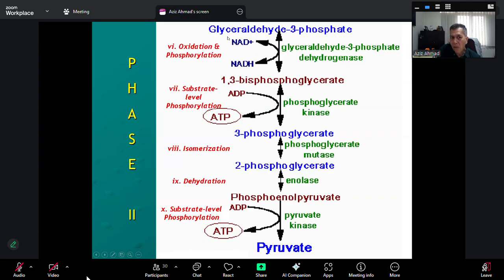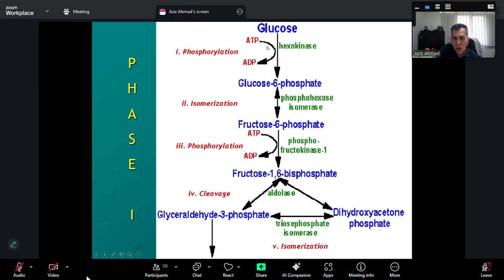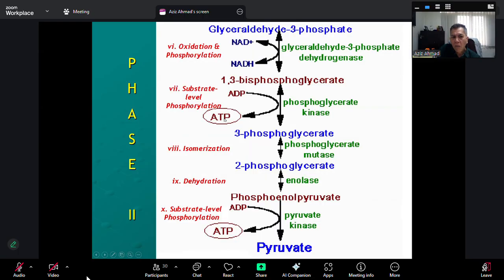Betul? From one glyceraldehyde triphosphate, we produce 2 ATP and 1 pyruvate. The question is, if we use glucose or fructose, how many ATP and how many pyruvate will be produced? So we know that if you have glucose or fructose, we have 2 glyceraldehyde triphosphate, meaning that we will produce 4 ATP and 2 pyruvate.